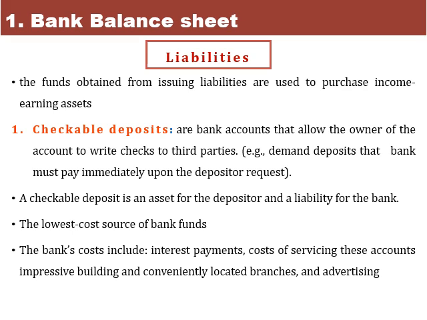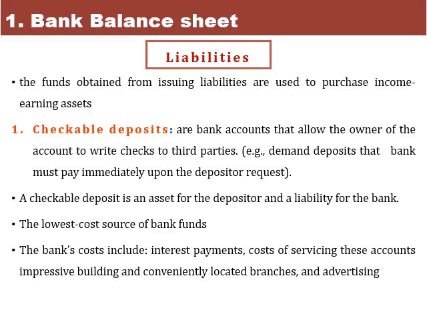Let's start with the liabilities side. Liabilities are defined as the funds obtained from issuing liabilities, which are used to purchase income-earning assets. So the first item in the liabilities is the checkable deposits, which are bank accounts that allow the owner of the account to write checks to third parties. An example of these accounts is demand deposits, which the bank must pay immediately upon your request.